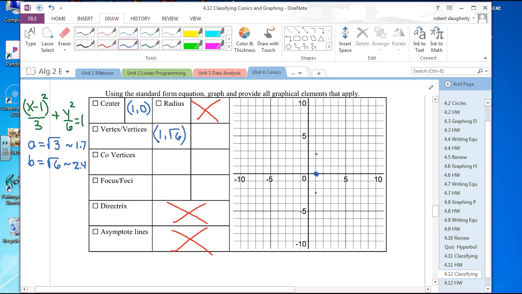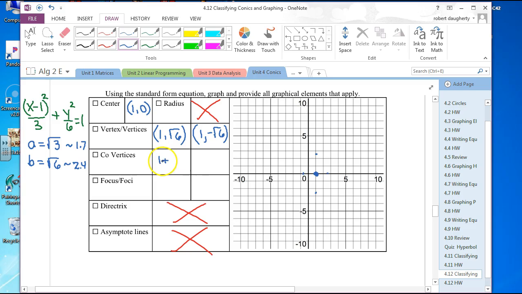That's the one vertex. What's the other vertex? 1, negative square root of 6. Okay, that's one of the vertices. Now, how do I find the covertices? Covertices, I go over the square root of 3, which is about 1.7, and back 1.7. So that point is what?